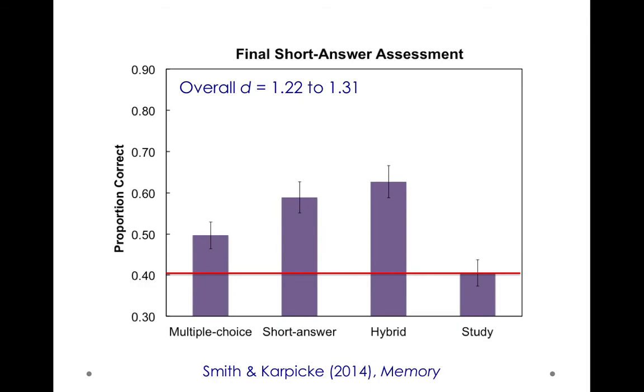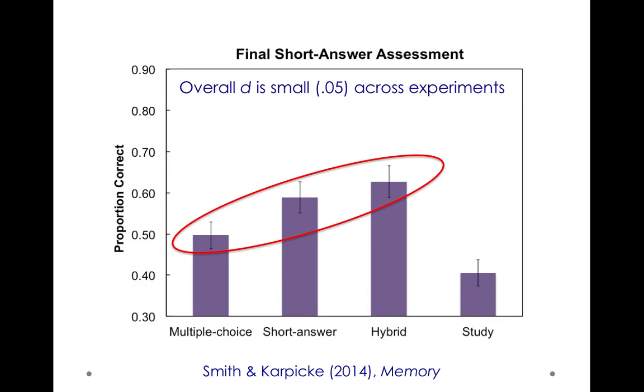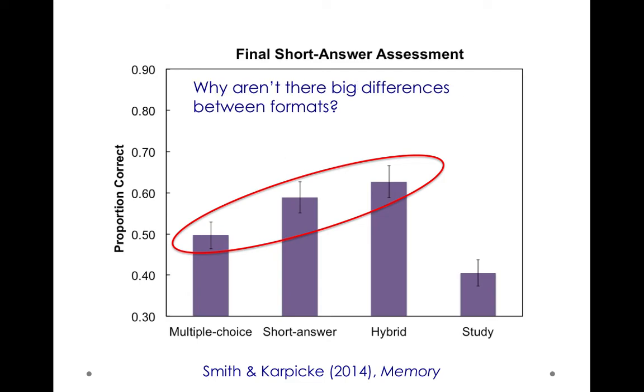But then when we look at the overall difference between formats, we see that the effect is relatively small, only about 0.05 across experiments. And what this means is that retrieval practice produced learning, but the type of retrieval that the students engaged in didn't have much of a difference. Why aren't there big differences between formats? Well, it probably has something to do with the fact that producing the answer can be quite good for you, and you can guess on multiple choice questions. But at the same time, on multiple choice questions, you're more likely to be successful, and you're more likely to see the correct answer. All in all, when you compare these different formats, it seems like there isn't a huge difference.